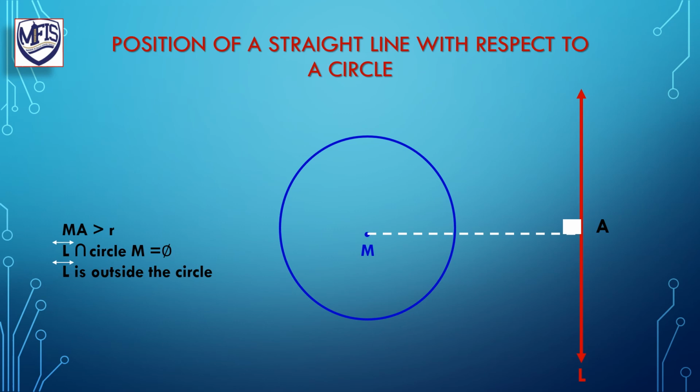MA is greater than R, therefore straight line L intersect circle M equals phi. There is no intersection between them. So straight line L is outside the circle. This is the first position. That means MA belongs to the interval (R, infinity).